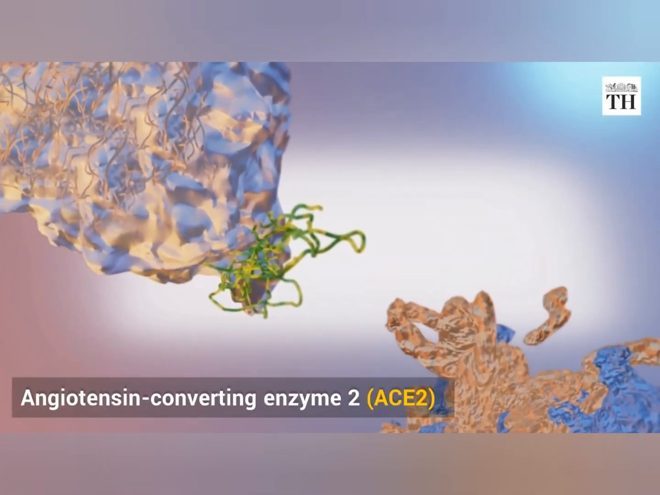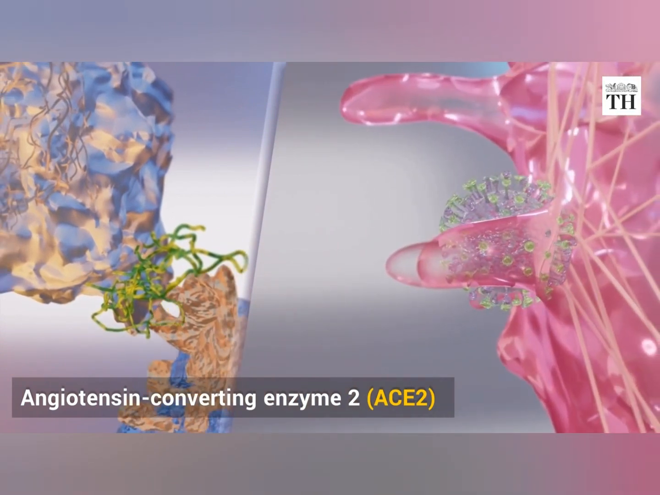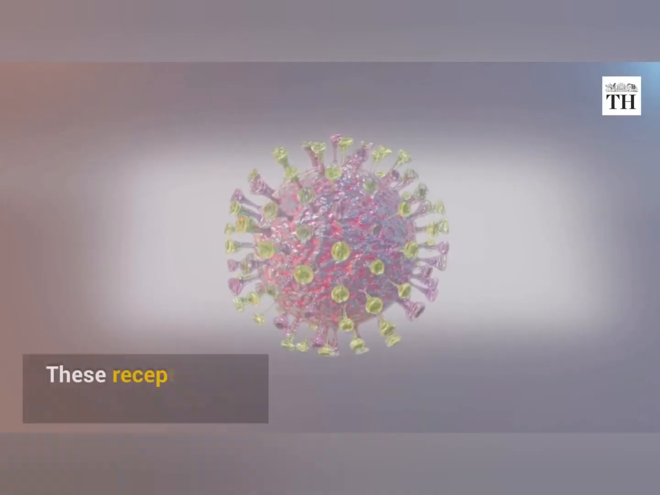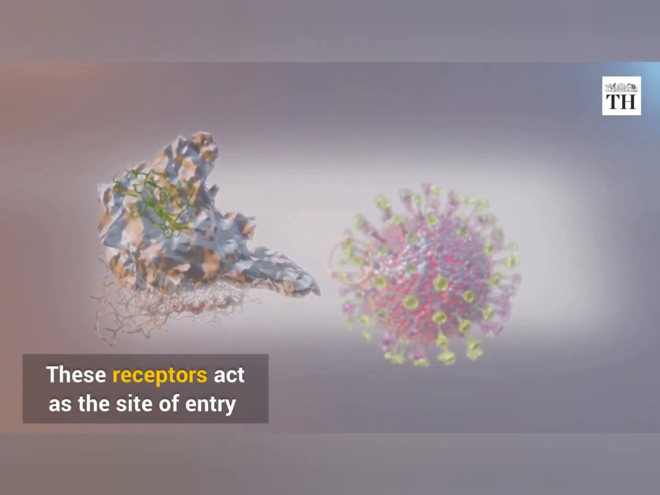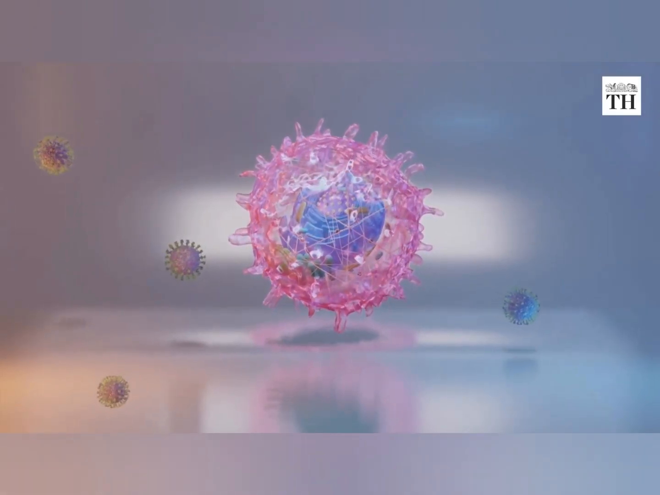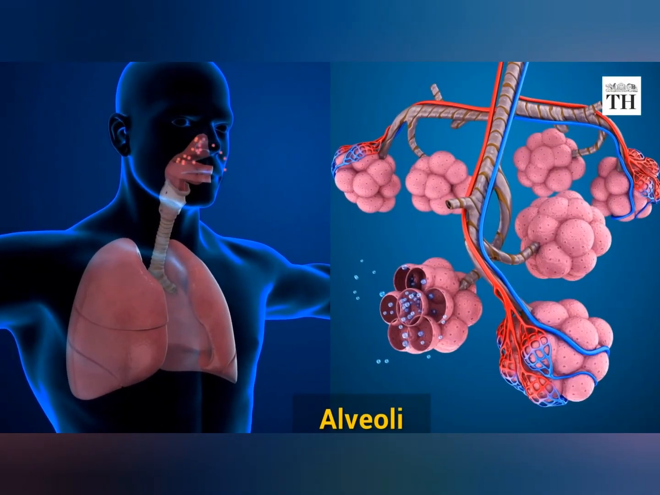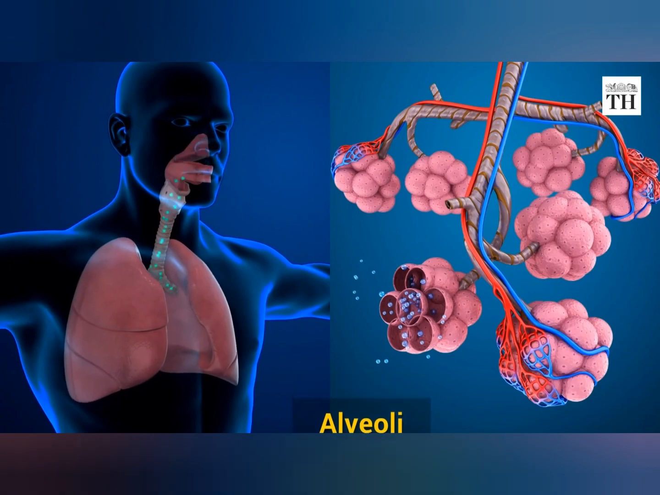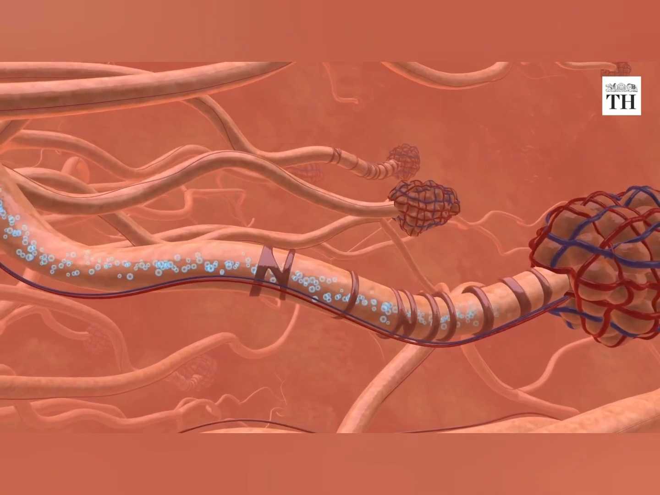We already know the virus enters the cell by binding to the receptor angiotensin converting enzyme 2, ACE2. These receptors act as a site of entry and are found in the cells of multiple organs, making it easy for the virus to enter. For instance, human lungs contain tiny sacs called alveoli. These are responsible for the exchange of gases between the lungs and the blood vessels.